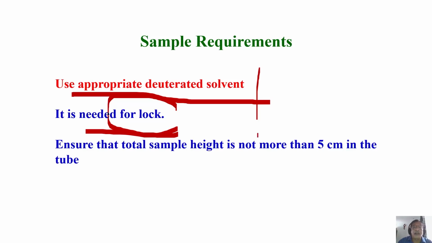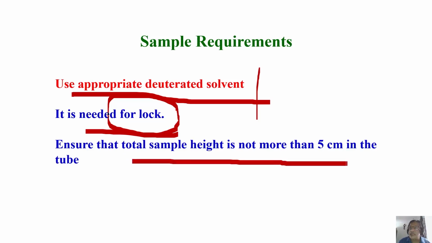Then your Larmor frequency will be that frequency, 42 megahertz, 42 or 44, whatever it is, you can see the precise value. I'm approximately telling you what I remember. That is very important. And you have to take this sample in the NMR tube, which I showed you, such that the total sample volume or the height of the sample should not exceed 4 or 5 centimeters.